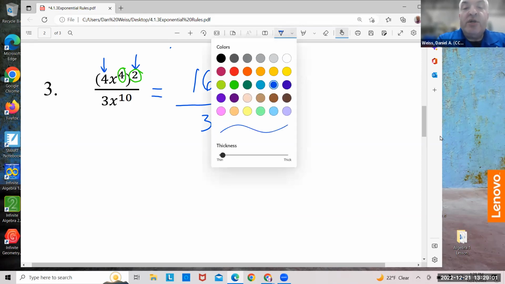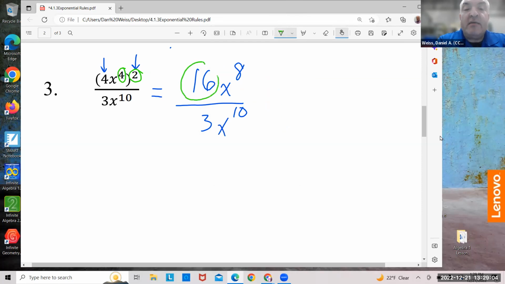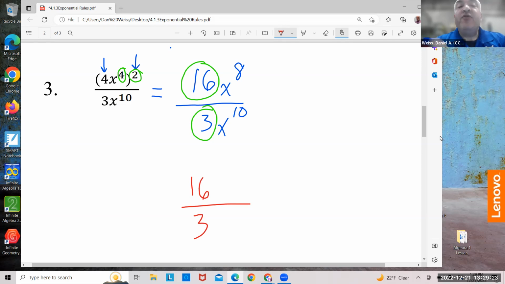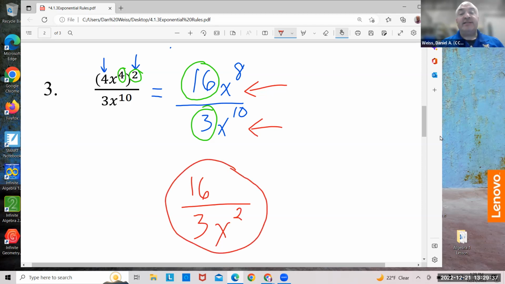Now check this out. Does this 16 and this 3, is there a number that goes into either of those? Nope. So would you agree then that in your answer, you're going to have 16 over 3? Yep. Now, if you have 8 x's on the top and 10 x's on the bottom, would you agree that you're left with 2 x's on the bottom, right? There's your answer, just like that. Easy, man, right?